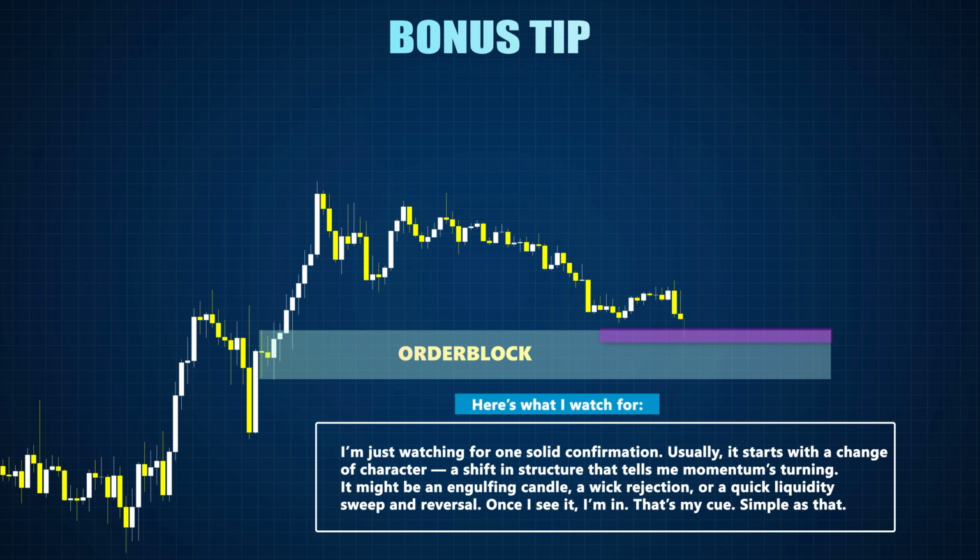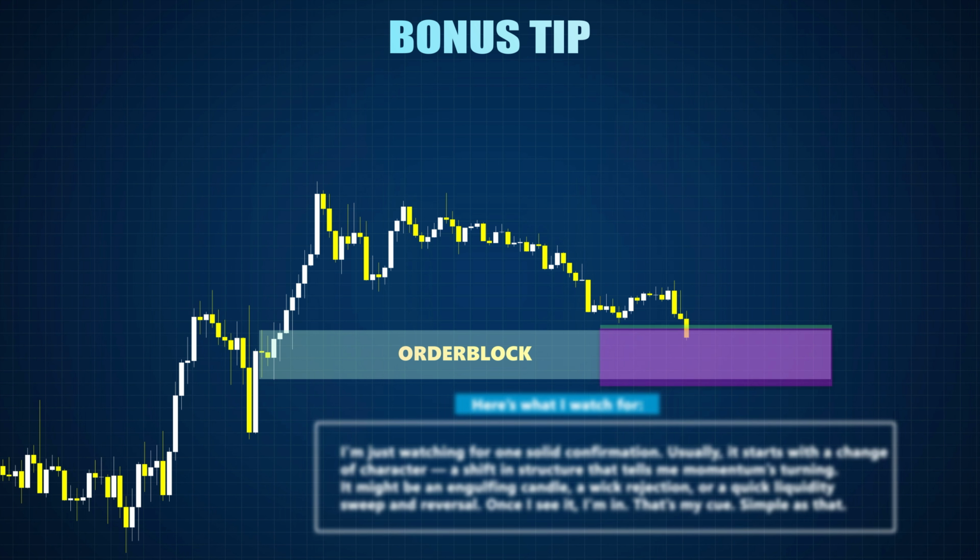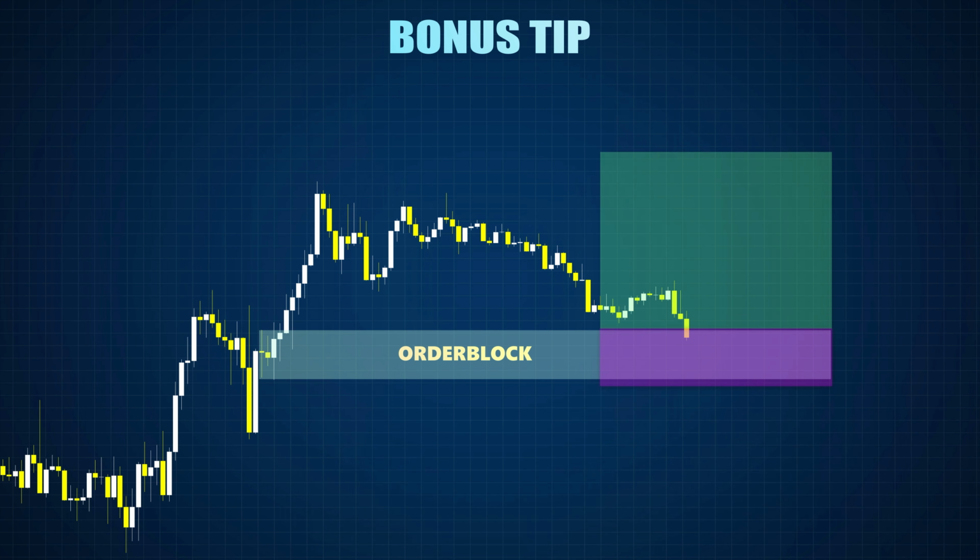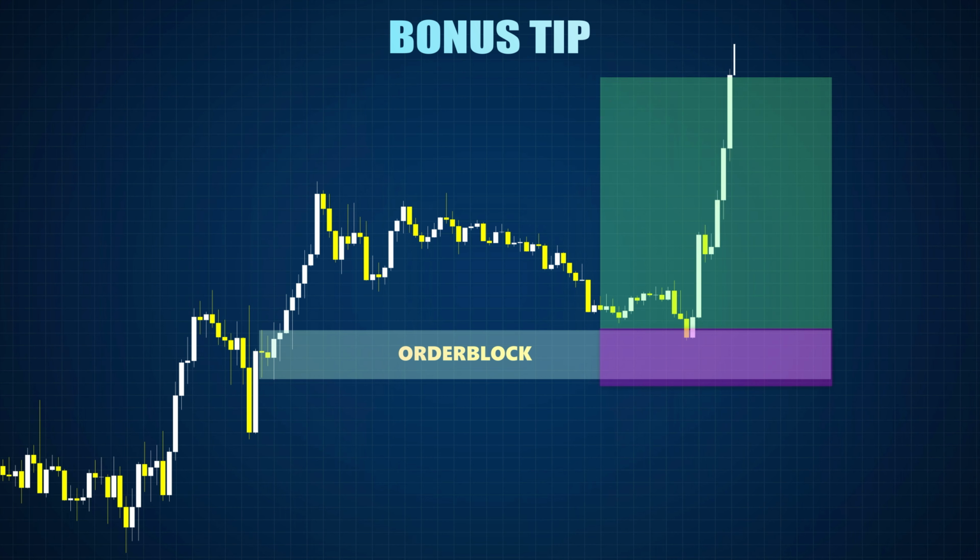From there, I place my stop loss just below the order block and aim for the next structure high. That's it. It's all about letting the market show you its intention before you step in. This is what professional traders do all the time. You don't need to overcomplicate it. Just mark your zone, wait for confirmation, and take the trade with confidence.